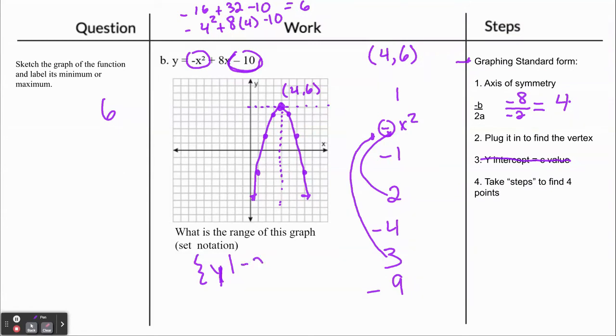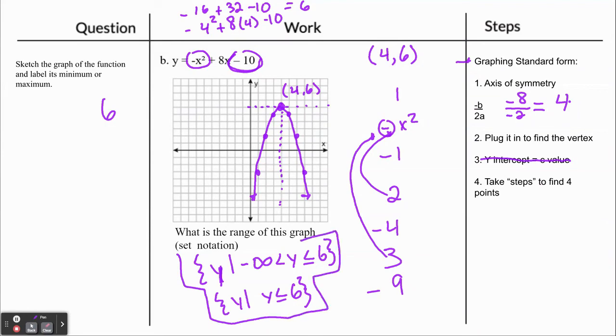So there are a couple ways we could do this. We could say negative infinity is less than y, which is less than or equal to 6, and then end our brace here. Again, one more way of doing this is y, such that y is just less than or equal to 6. So either of these would work for our range, but there is our graph, our vertex, our maximum, and our range.